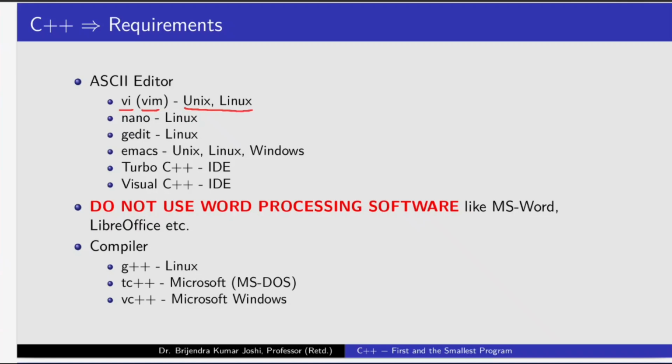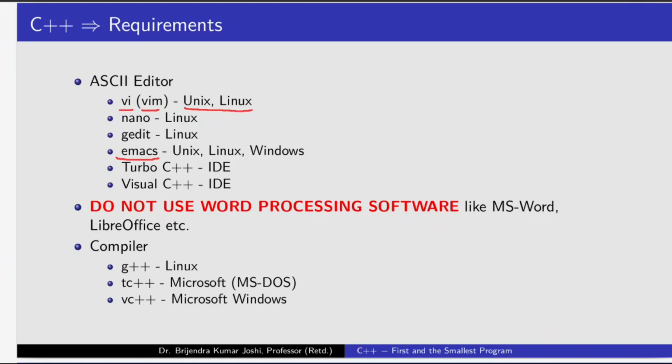Nano is available under Linux. Gedit is also available under Linux. Gedit is a more powerful text editor than VI and Nano, because it provides a nice GUI interface, mouse integration, cut, copy, paste, etc. Emacs is available under Unix, Linux and Windows, and this is the most powerful text editor I have come across.